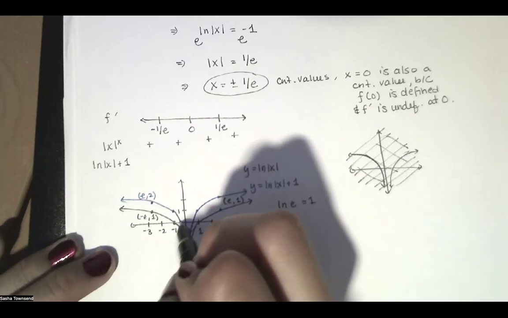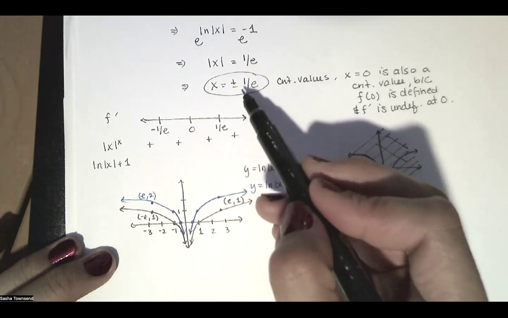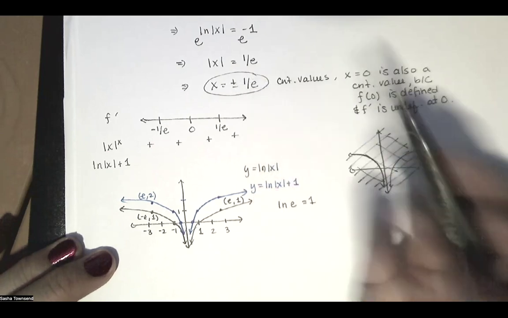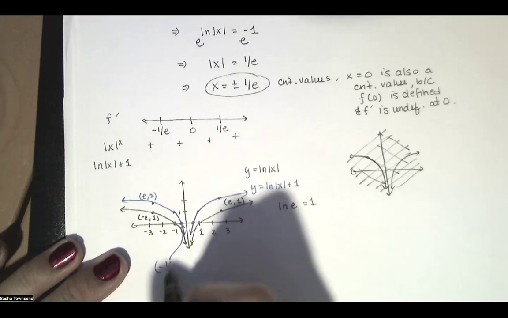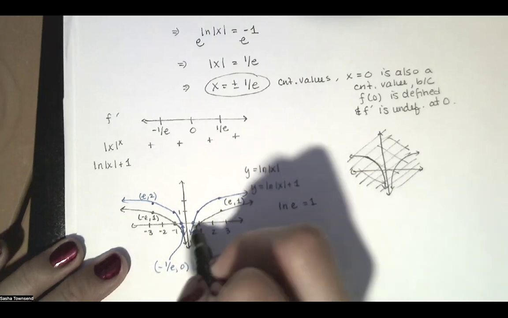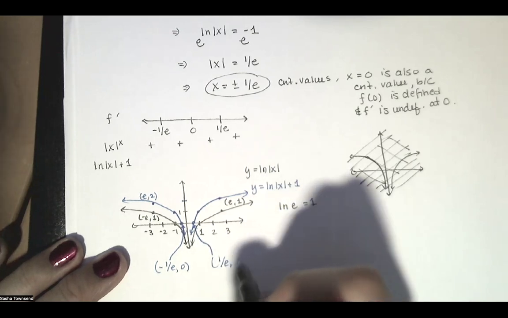You would say, well, when is that function 0? Well, we know that function is 0 at x equals plus or minus 1 divided by e. So this is negative 1 divided by e and 0. And this point is positive 1 divided by e and 0.